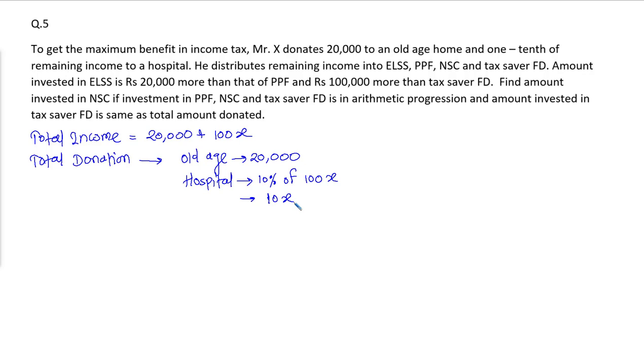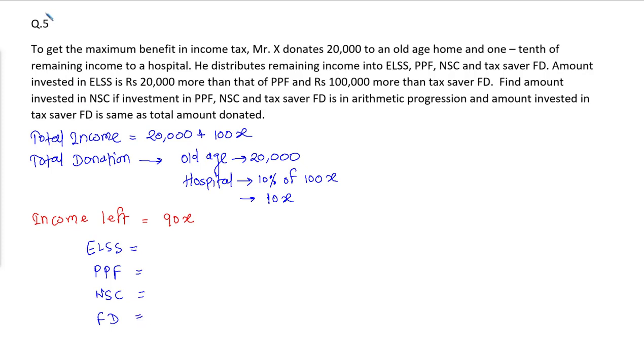Okay, now after this, look here, the income left is equal to how much? Out of 20,000 plus 100x, 20,000 is gone, 10x is gone, the remaining income is 90x. The remaining income is distributed in between 4 schemes, that is ELSS, after that PPF, after that NSC and tax saver FD. Okay, after this, what is given?